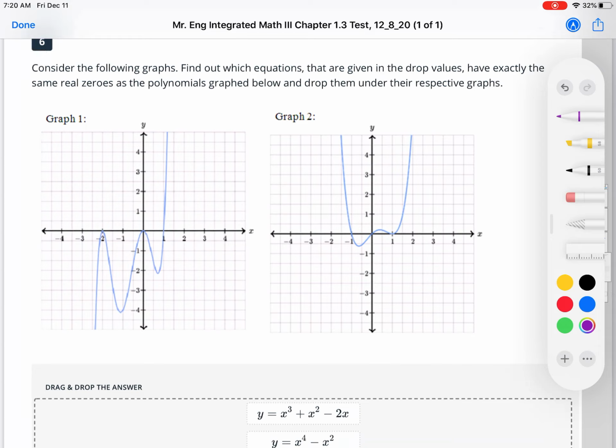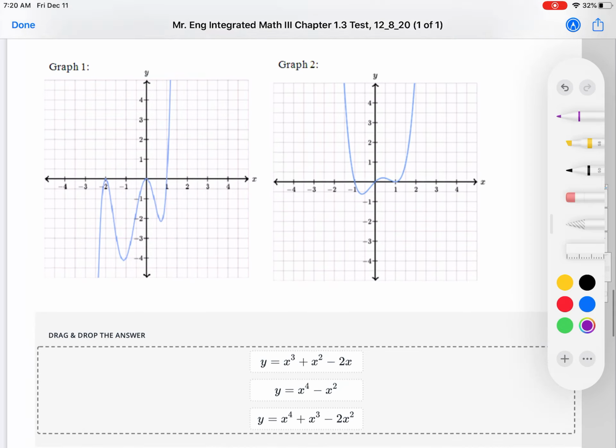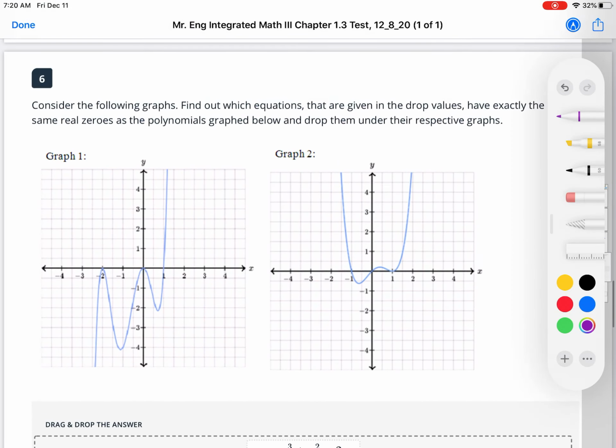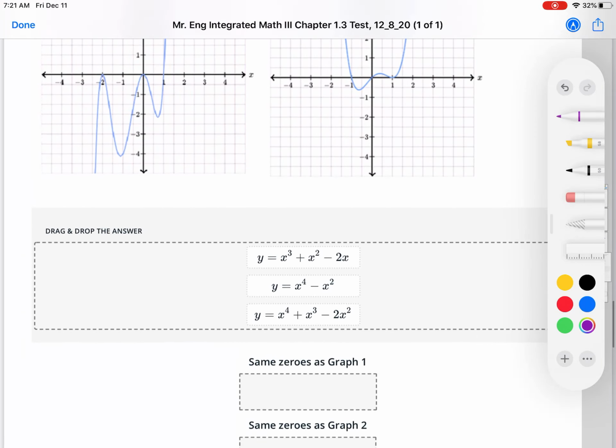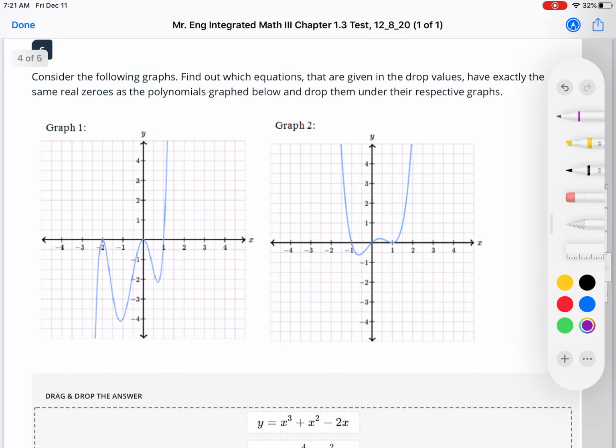All right, number 6. Consider the following graphs. Find out which equations, so here's my 3 equations down here, that are given in the drop values. Again, those in the gray box have exactly, I'm going to highlight this because it took me a while to figure this out, have exactly the same zeros as the polynomials graphed below and drop them under the respective graphs. Okay. I'm going to make this super clear.